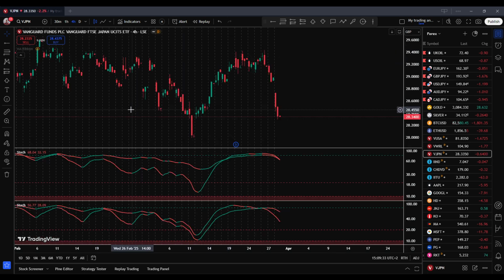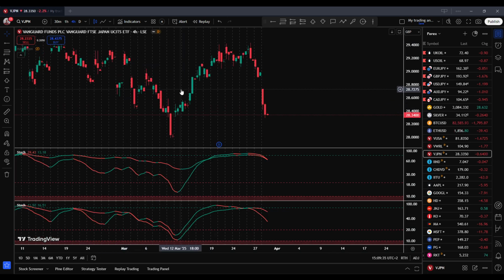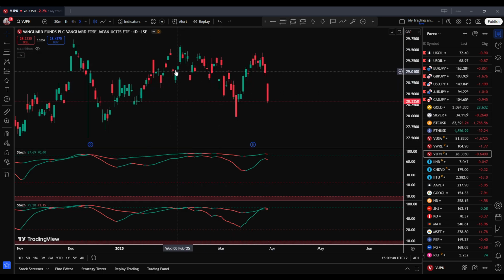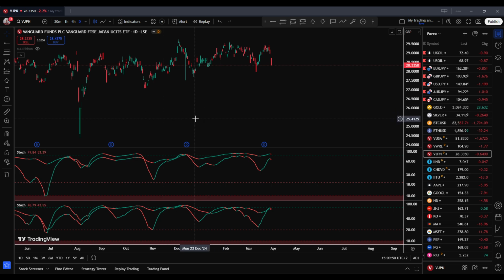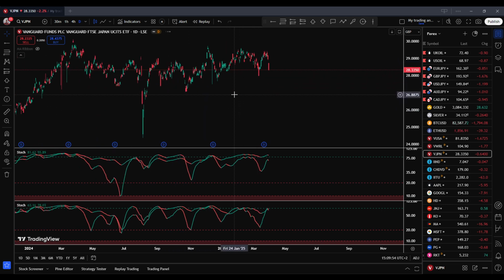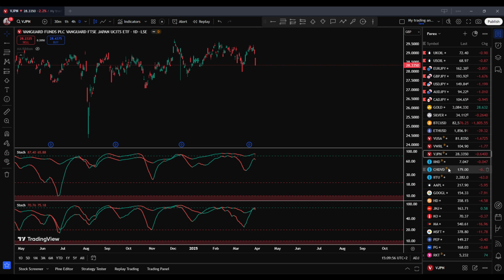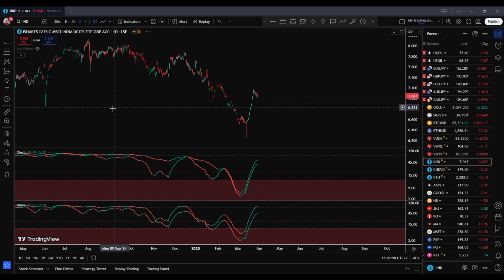Vanguard Japan stocks. On the 4-hour, price was overbought. Now it's starting to fall down. On the daily, still in a very strong uptrend. No signals for investing here.